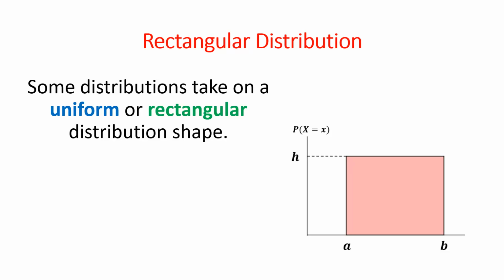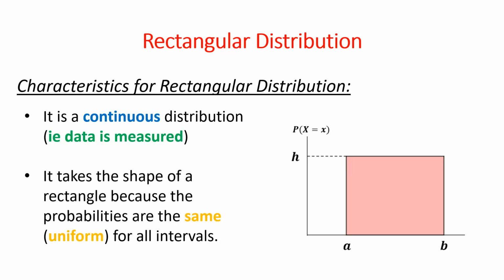Now, some distributions take on a uniform or rectangular distribution shape. It's got to be a continuous distribution, which means data that is measured, and it takes the shape of a rectangle because the probabilities are the same, or we say uniform, for all intervals.